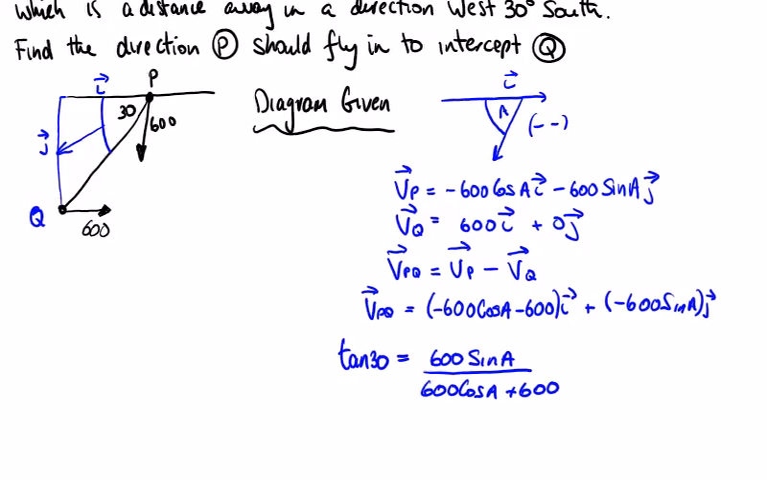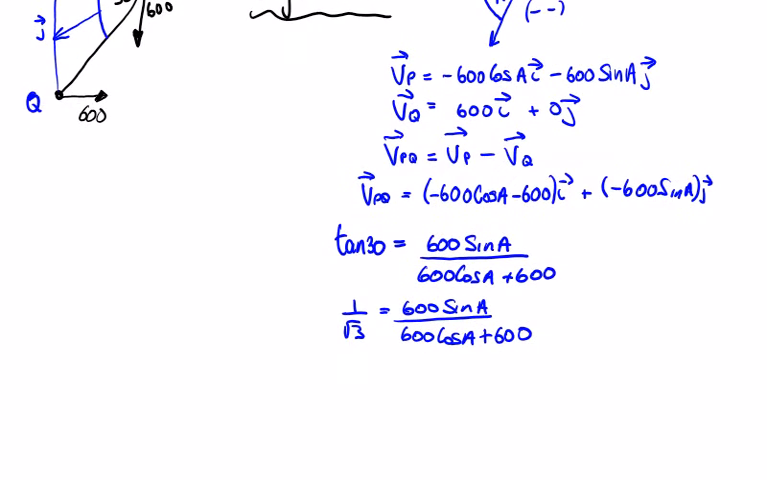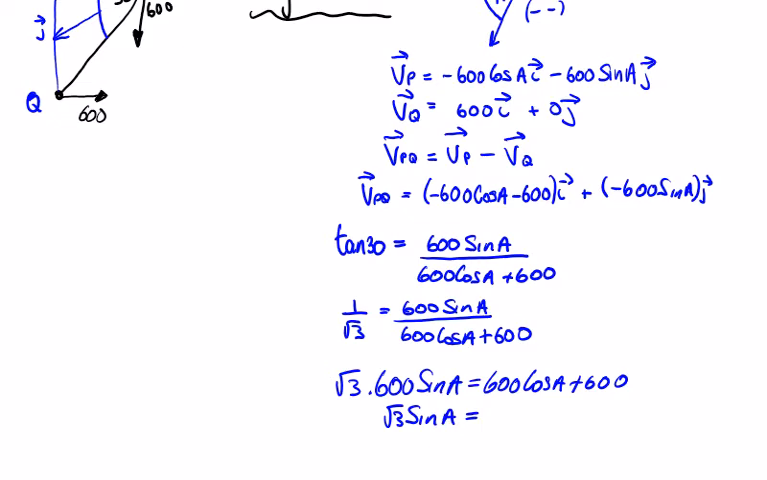So that's tan of 30 is 1 over root 3. 1 over root 3 is equal to 600 sine A over 600 cos A plus 600. So if we cross multiply and divide by 600, and we do one thing at a time, let's cross multiply first. Root 3 times 600 sine A is equal to 600 cos A plus 600. So that's going to be root 3 sine A is equal to cos A plus 1.